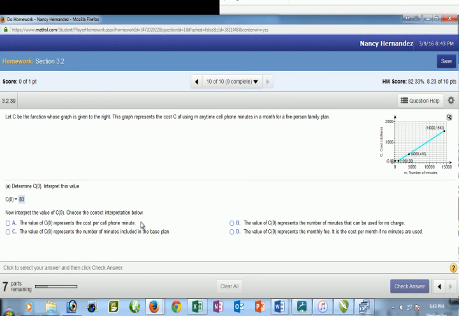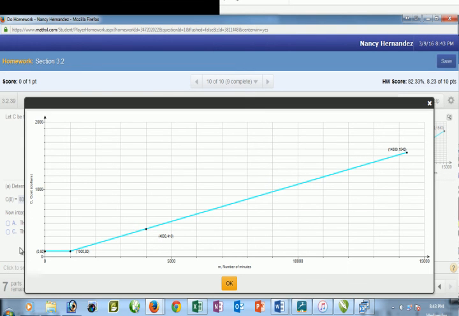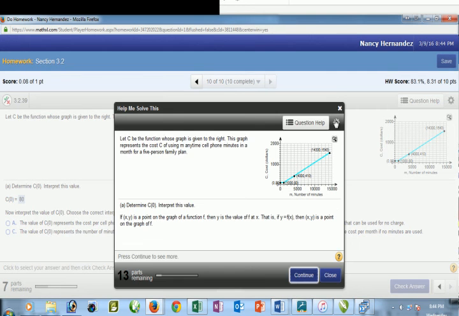The value of C of 0 represents the cost per minute. Nope, that is slope. The value of C represents the number of minutes that can be used for no charge. That's not true. The value of C represents the number of minutes included in the base plan. The value of 0 represents the monthly fee. Well, let's look at this here. I have cost per dollars. At 0, when I have no minutes, it costs me what? $80. So that's my basic plan. It's going to charge us $80, and then it's going to start charging me per minute. So that should be my base plan, I think.